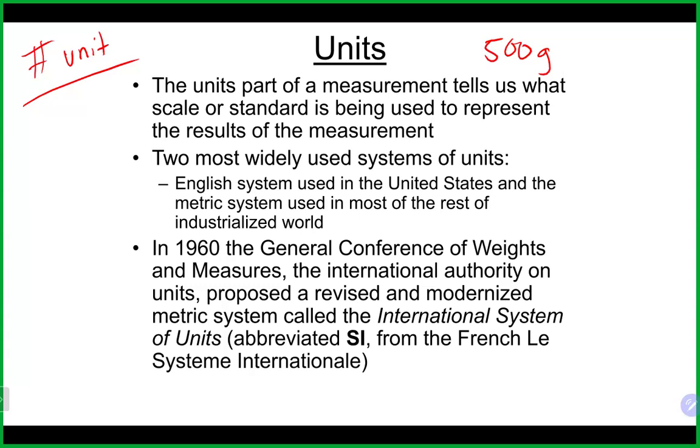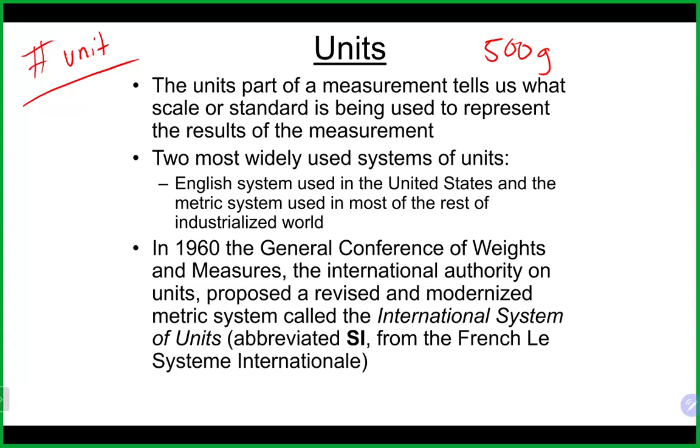Now, units, as I mentioned, is the part of the measurement that really tells us the scale of what we're dealing with. When we talk about units, there are two widely used systems of units. One is sometimes referred to as the English system. That is the system that we use here in the US mostly. And pretty much everybody else uses the metric system as the other version of the units. So as the world interacted with each other, obviously it can be not a great thing if one place is using English units, one's using metric units. It can cause problems.